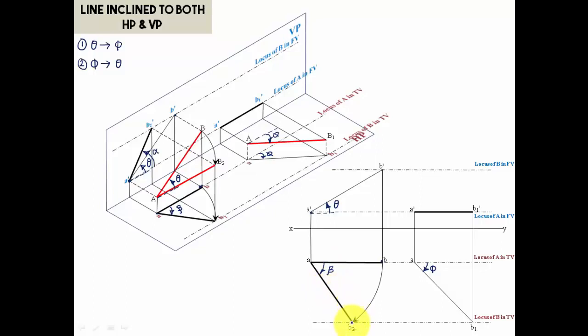Extend the line from B2 vertically upwards until we reach somewhere here. This is the corresponding front view, that is B2 dash. Join B2 dash with A dash to have the final front view, and the angle that this makes with respect to XY, the horizontal plane, is what we refer to as alpha. So that's done. What's next?